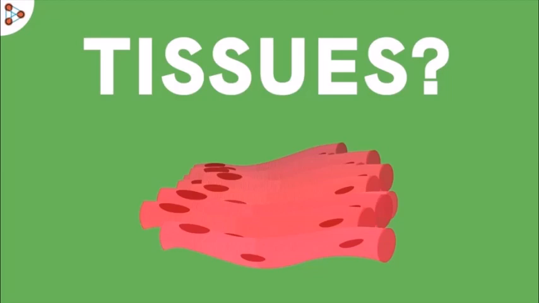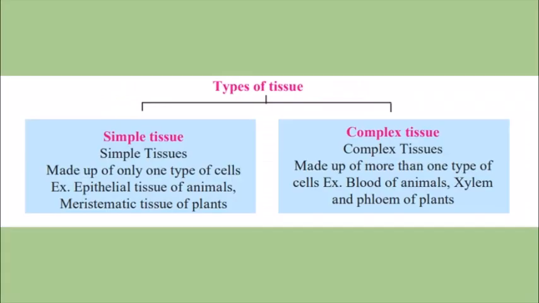All functions of the body occur with efficiency due to the specific organization of the cells and also due to division of work. Now, tissues are of two types, that is simple tissues and complex tissues. Simple tissues are made up of only one type of cell, for example the epithelial tissue or meristematic tissue in plants. And complex tissues are made up of more than one type of cell, for example blood or xylem and phloem.